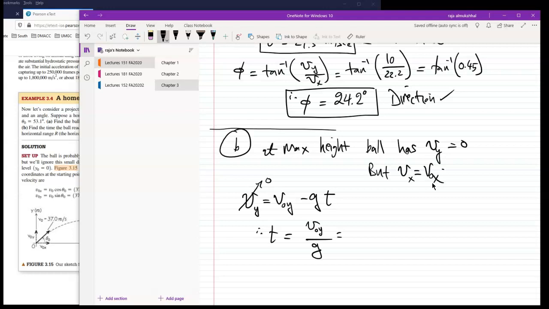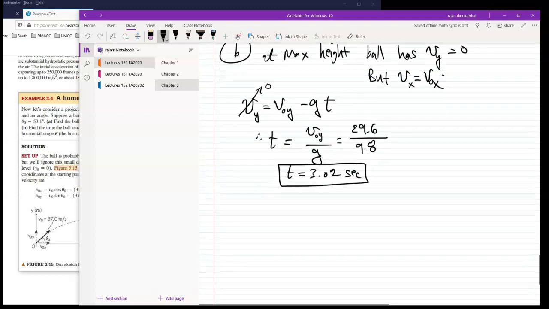I got v naught y to be, if you scroll back up, 29.6, that's right. I hope you're looking at your notes. So I have 29.6 divided by 9.8. And I calculate that. It's got to be around 3. How do I know that? Because the total time of flight, if you remember, is 6 point something, so it's got to be around there. Answer 3.02. So the time is 3.02 seconds. So at almost the third second, the ball reaches the maximum height.